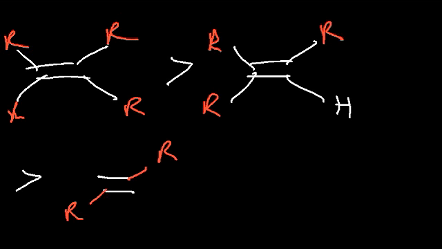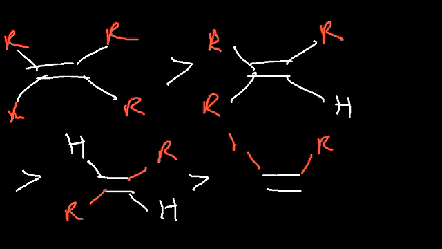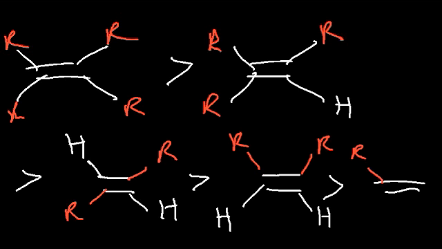Now there's 2 common disubstituted alkenes. You have the trans isomer and you have the cis one. The trans is more stable than the cis isomer because the bulky R groups are further apart from each other, so there's less steric interaction. And the cis is more stable than the monosubstituted alkene. And an alkene that doesn't have any R groups is the least stable, which is ethene, which is just CH2 double bonded to another CH2.